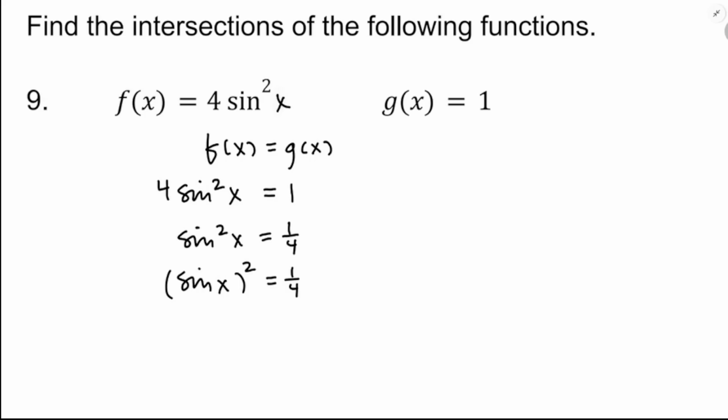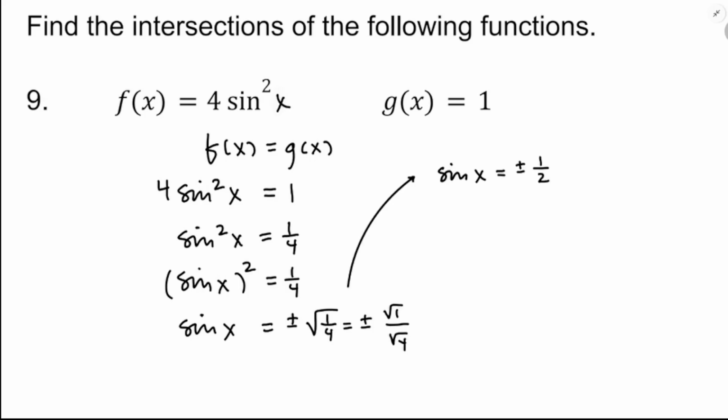But now I'm going to take the square root of both sides, and when I take the square root of both sides, I'm going to need to remember to bring in that plus or minus. And then the square root of 1/4, I don't know if that immediately jumps out to you as a number you need to know. If it doesn't, then what you can do is split it up, square root of 1 over the square root of 4, and then you should see, okay, the square root of 1 is 1, square root of 4 is 2. I'm going to have sine of x equals plus or minus a half.